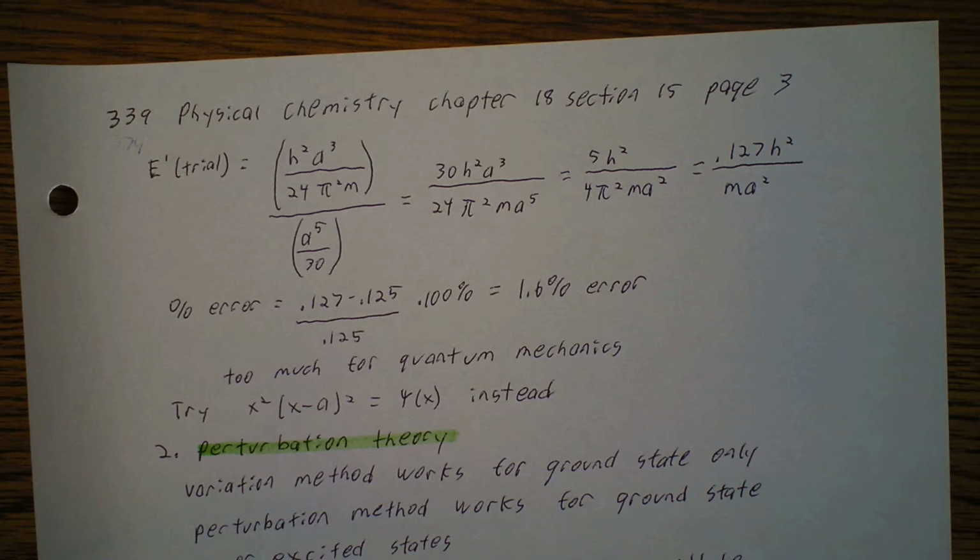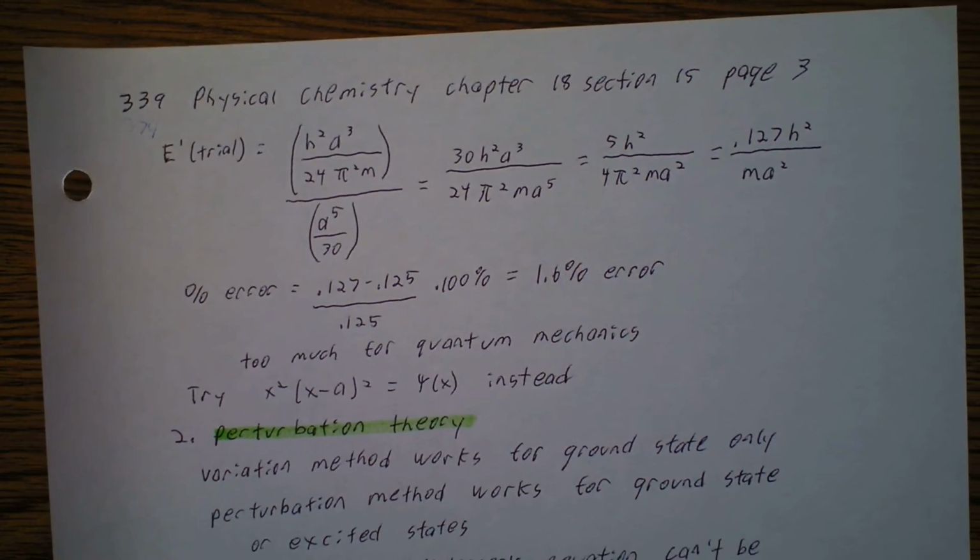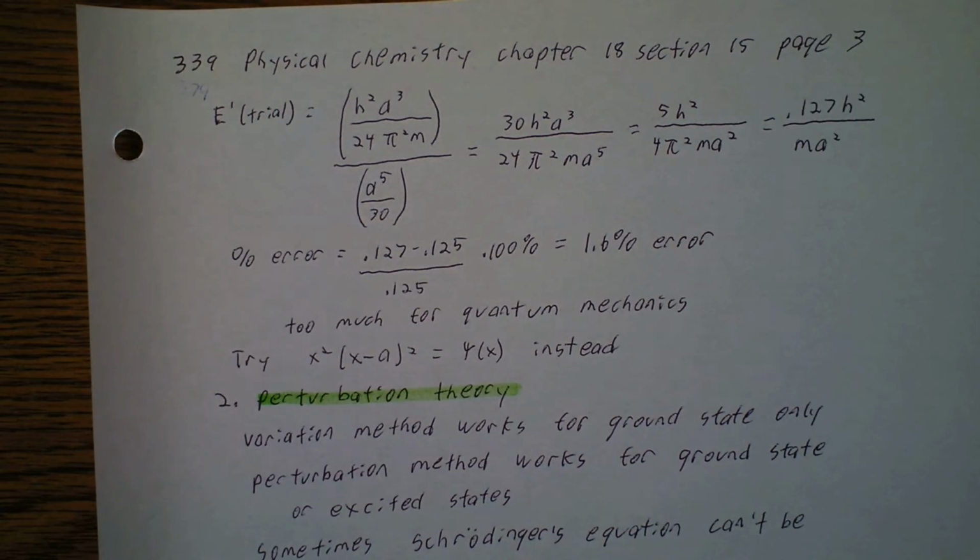So now we find our percent error. The expected value was 0.125, so we take 0.127 minus 0.125, divided by 0.125, times 100%. We have 1.6% error. So that's actually too much for quantum mechanics. So we want to try a better approximation method, like x squared times (x minus a) squared equal to psi of x, or something like that.